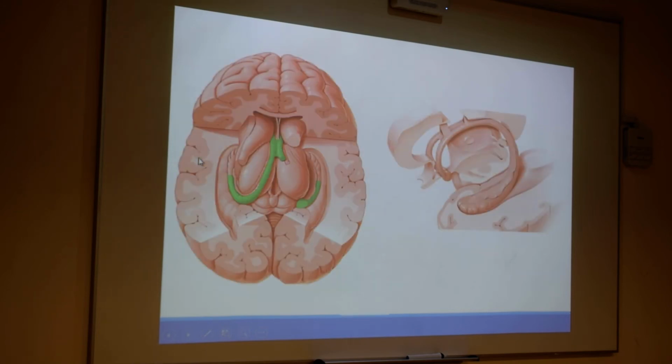Okay? Yes? Is the fornix the same as the parahippocampal cortex? No. It's just the tract, the fibers. It's the white matter. Is it under the parahippocampal cortex? No, it's not under, it's above. Can you see it? Okay, I'll show you now.